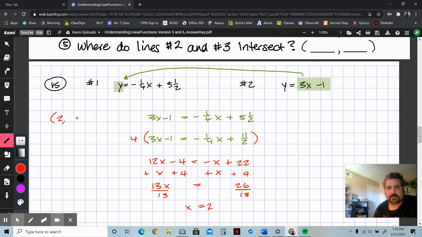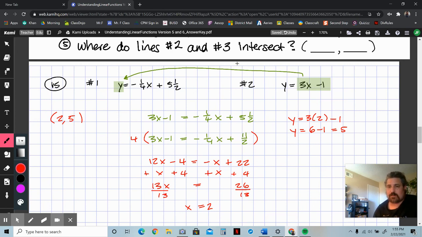Which means the intersection point is going to be 2 comma something. We have to find out what that y value is. So just pick either line and plug that x value in, and you'll find the ordered pair. Let's use the one on the right, since it's very easy to use. y equals 3 times the x value we just found, 2, minus 1. So y equals 6 minus 1, or 5. The ordered pair where they intersect is 2 comma 5, which is the solution of the system. This is how you'd find it algebraically if it wasn't easy to spot on the graph.